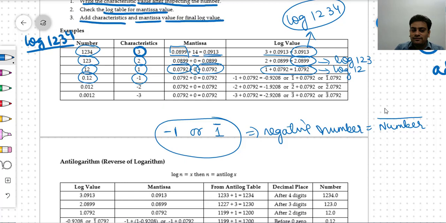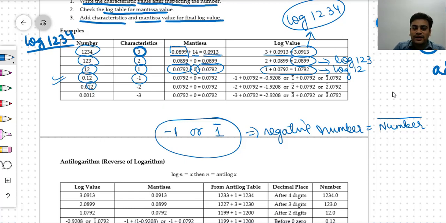In this example we are talking about 0.12. Since there is no 0 after the decimal, the number of zeros is 0, plus 1. That is why the characteristic is -1. Now we again look at your Mantissa part. Here you will look at the digits only. You will not look at 0.12. You will only look at 12.